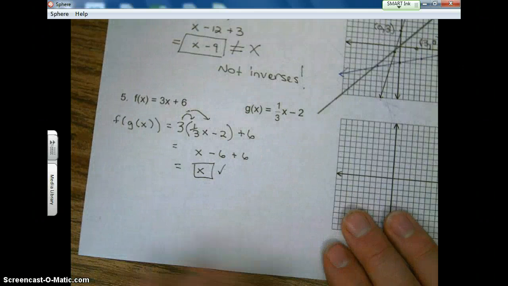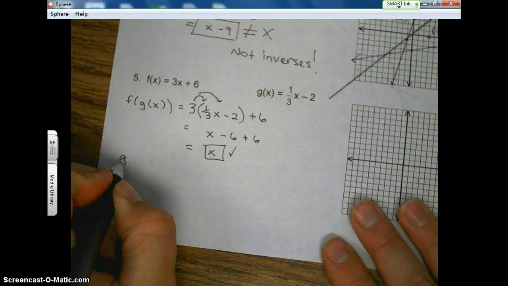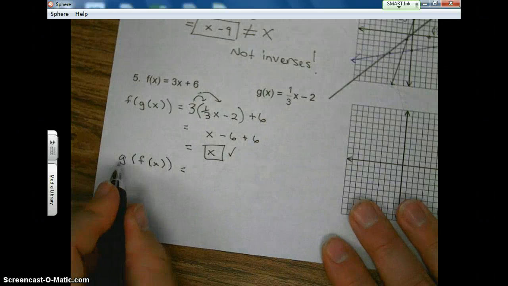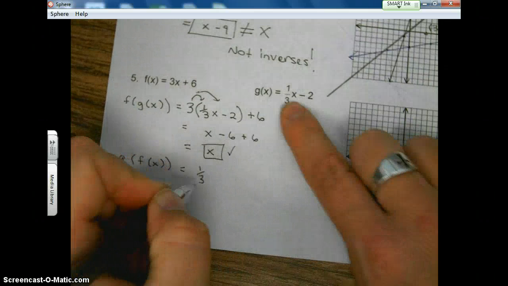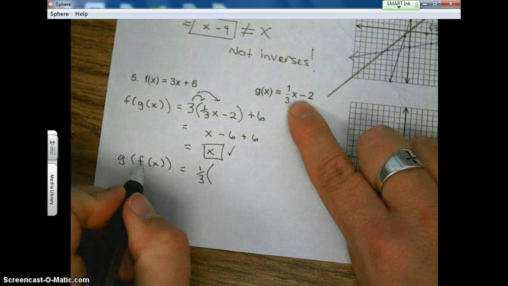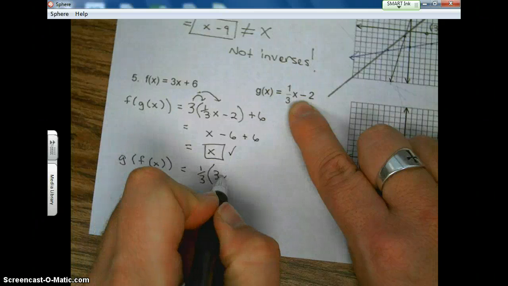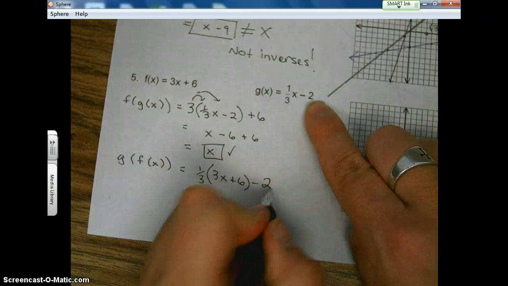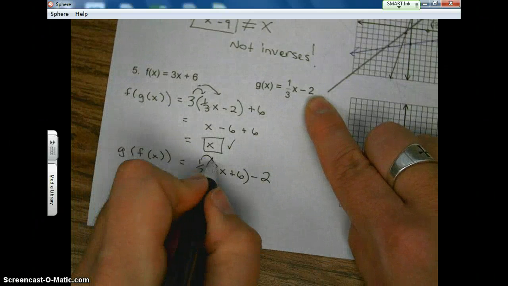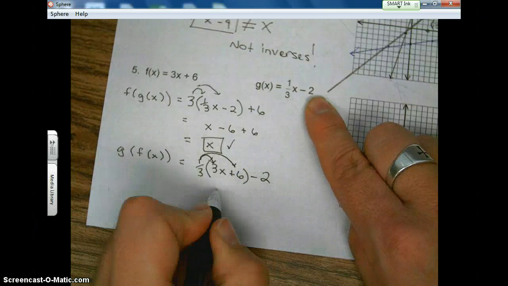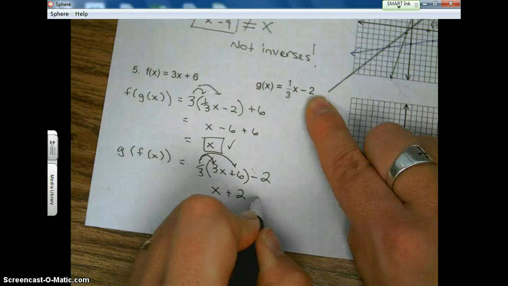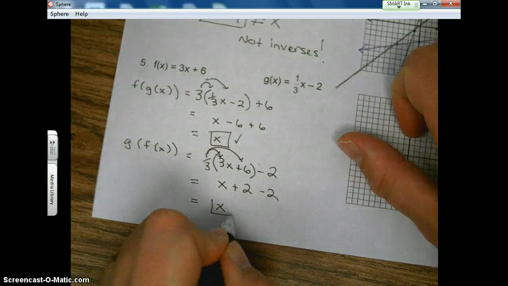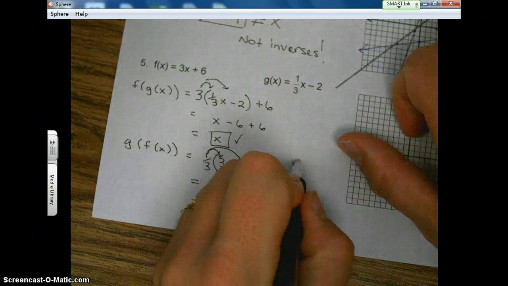Check. Okay, now we're going to do it the other way. So g of f of x. So we're starting with g. So we're going to have 1/3. Okay, in for x is going to be function f, which is 3x plus 6. Okay, finishing out the function is minus 2. So distributing, we get x plus 2 minus 2, and we get x.